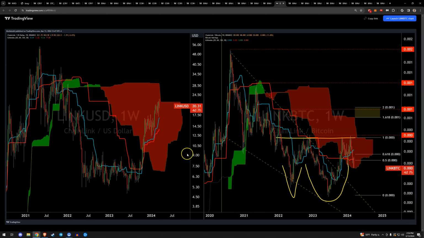Link, at this point, it's kind of through the cloud. There's this rising wedge risk. It doesn't look terrible. I just think collectively everything just needs 3 to 6 months, right? And the BTC pair is falling out below the cloud. Does not give you confidence that Link BTC is bullish at all.